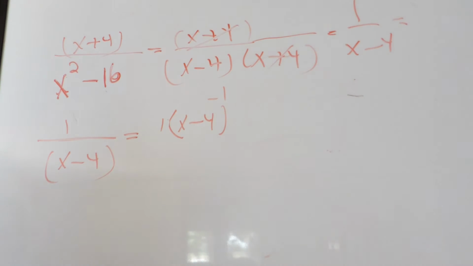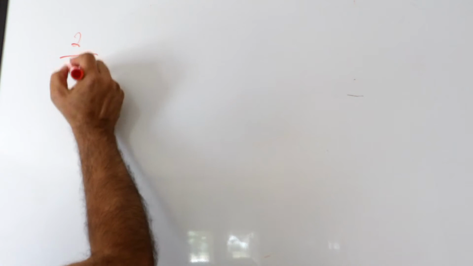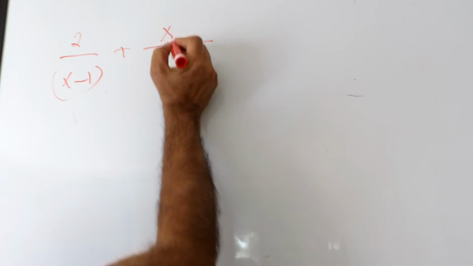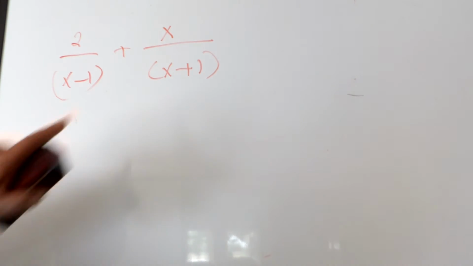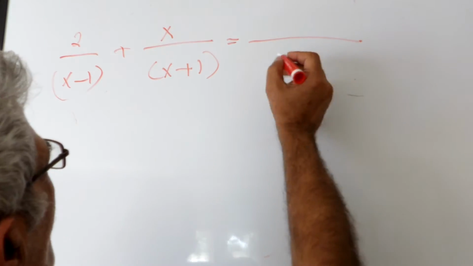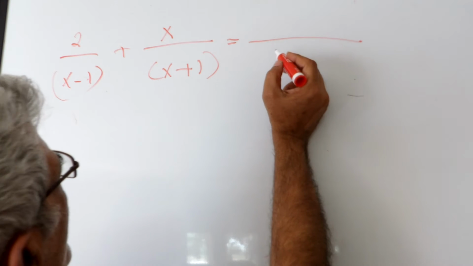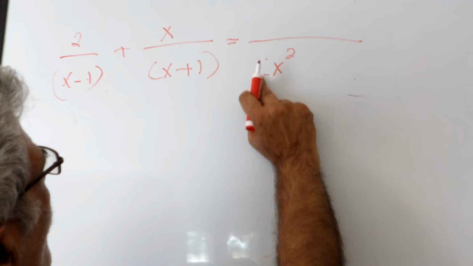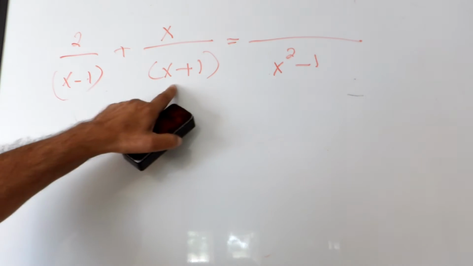Now we talk about addition of, for example, x minus 1 and x plus 1. You see x plus 1, x minus 1. You can say that the common factor of these two is going to be x squared minus 1, which is equal to the multiplication of these two.